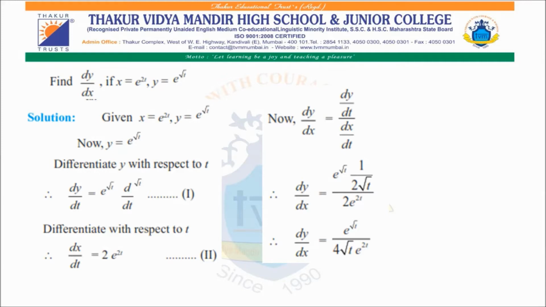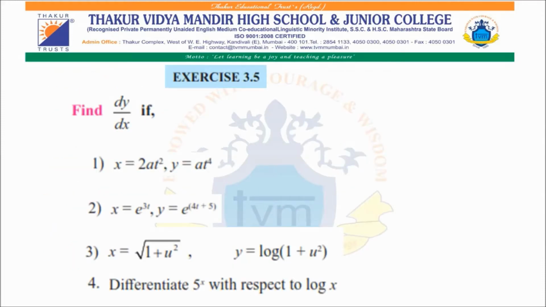Now see, to find dy by dx, we have dy by dt upon dx by dt. So dy by dt equals e raised to root t upon 2 root t, upon dx by dt equals 2 e raised to 2t. So 2 and 2 will be multiplied, we get 4 e raised to 2t into root t. Clear?